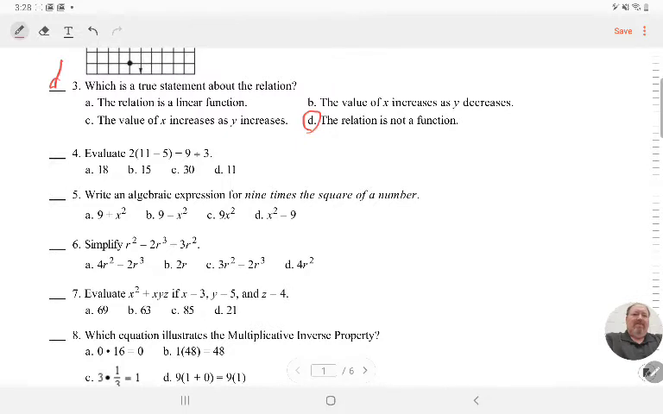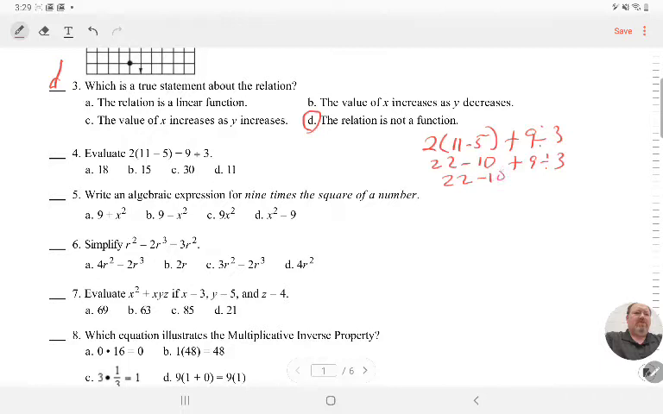Evaluate. Again, you have an expression to evaluate. So we could take a look at that and make sure everybody's got that down. So 2 times 11 minus 5 plus 9 divided by 3. I would have to distribute first. That would be 2 times 11, which is 22, minus 2 times 5, which is 10, plus 9 divided by 3. Then order of operations, I have to do the division first.